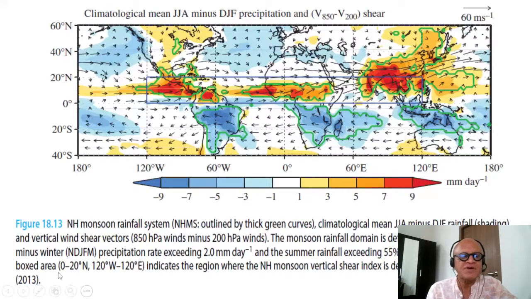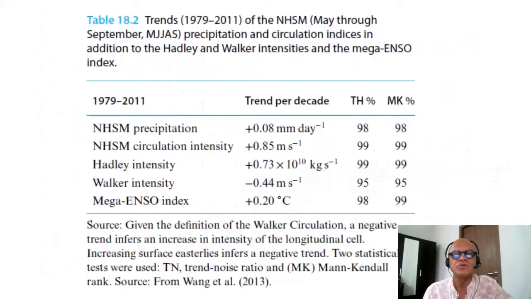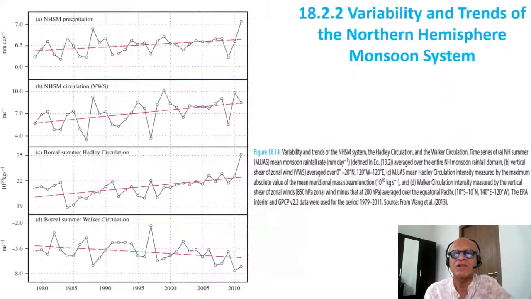Okay, so the area boxed over 0 to 20 north, 120 west to 120 east indicates the region where northern hemisphere monsoon vertical shear is defined. This is as opposed to just the monsoon index we had done before. Now we have a global monsoon vertical shear index as an indicator of, let's say, the strength of the hydrologic cycle. Okay, so I will come back to this in a minute.